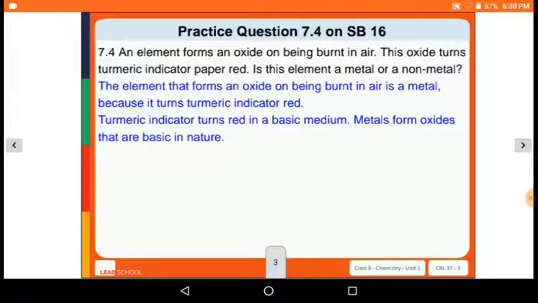So this element that forms an oxide on being burnt in air is a metal, because it turns turmeric indicator red. Turmeric indicator turns red in a basic medium. Metals form oxides that are basic in nature.